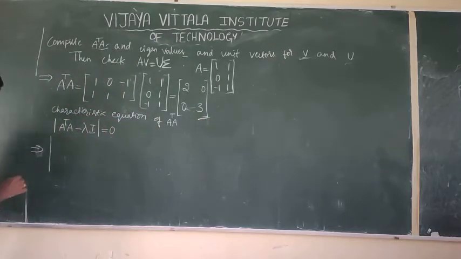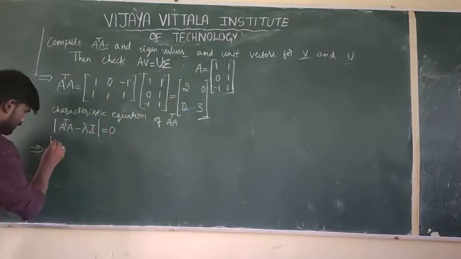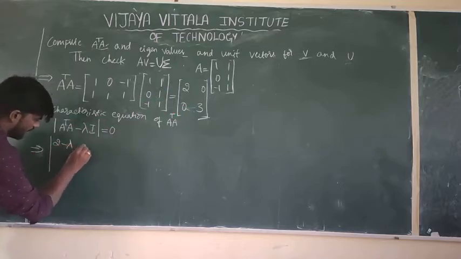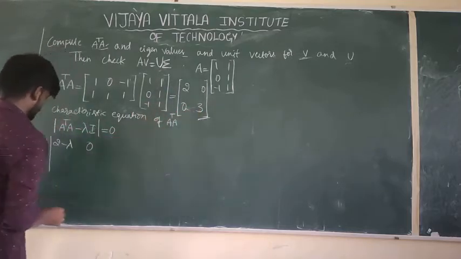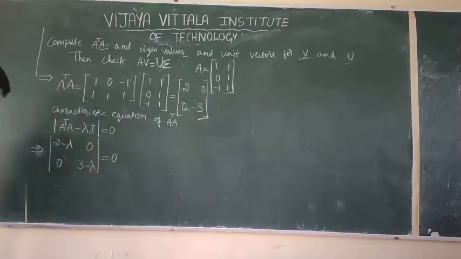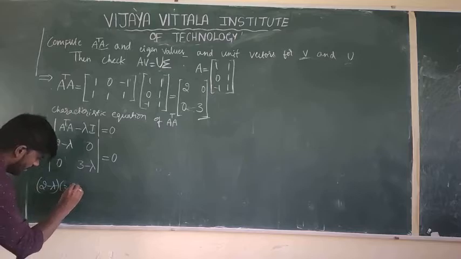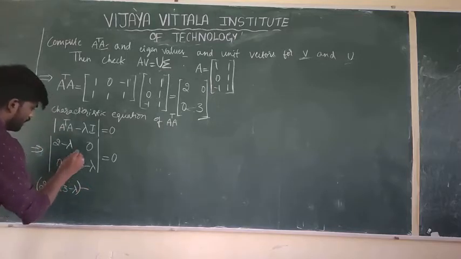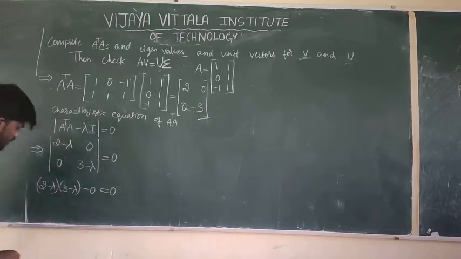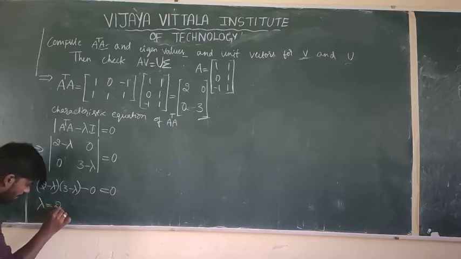Which implies A transpose into A minus lambda into I means 2 minus lambda, 0 as it is, and 0, 3 minus lambda, which is equals to 0. After solving this determinant, we get 2 minus lambda into 3 minus lambda minus 0 into 0, which is equals to 0. Therefore, the eigenvalues are lambda equals 3 and 2.